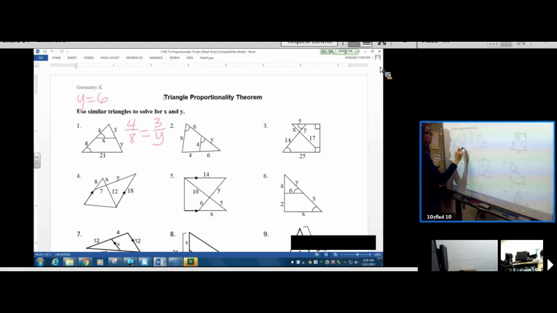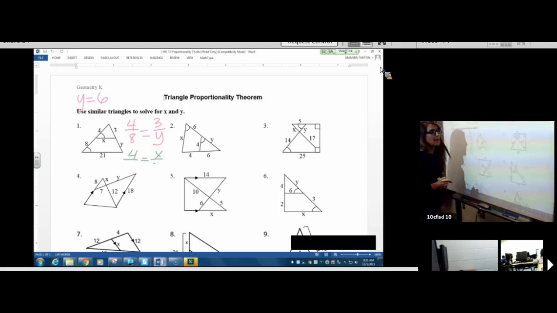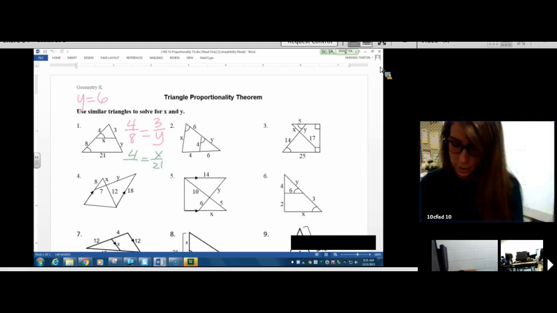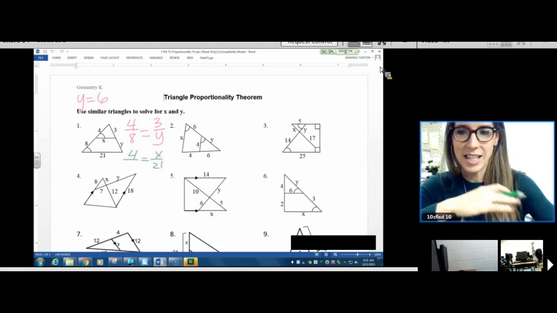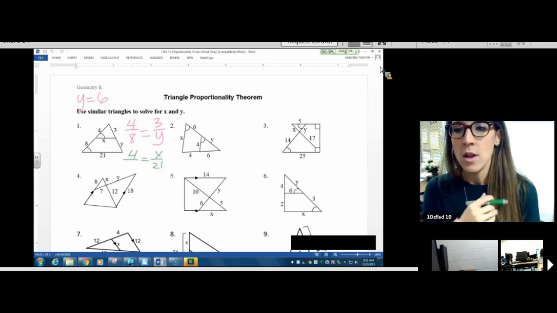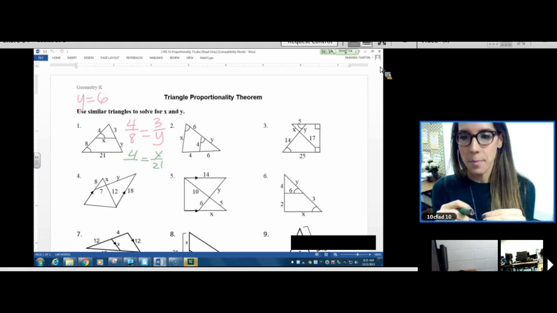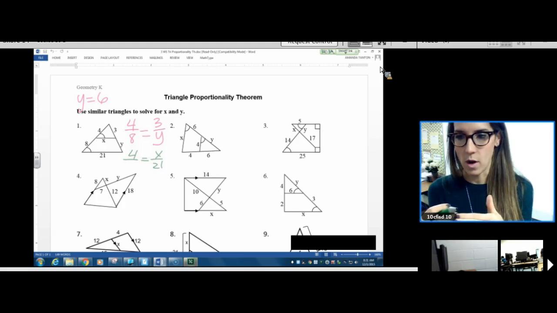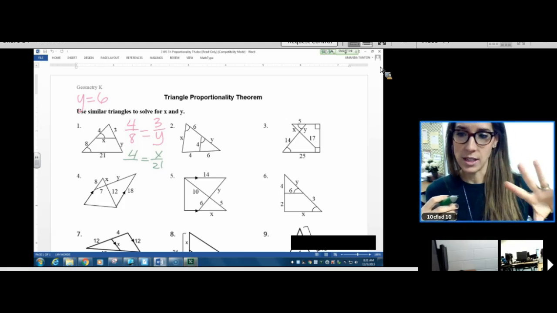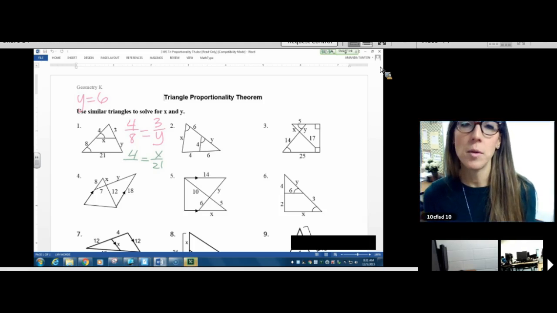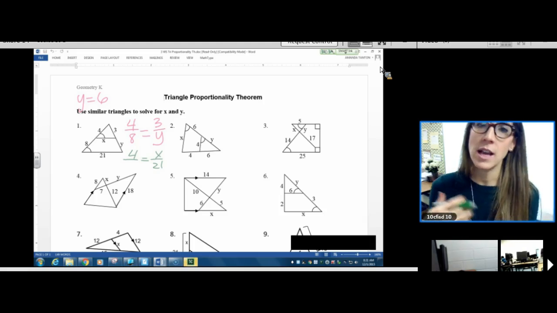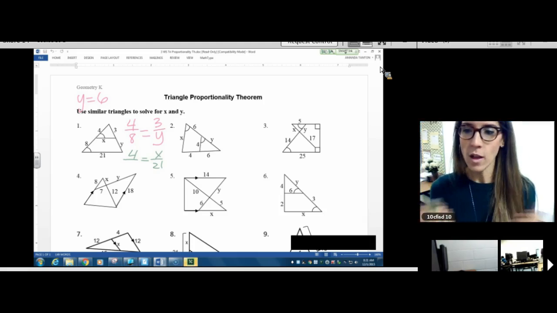Now, to find x is a completely different story. I don't say 4 is to 8 as x is to 21. I do not use that because the triangle proportionality theorem does not include those parallel sides. That's not part of the theorem. So you would say 4 is to something as x is to 21. We don't want to use a partial side because x is a whole side and 21 is a whole side. We don't want to say whole over partial equals whole over whole. I'm not allowed to do that.